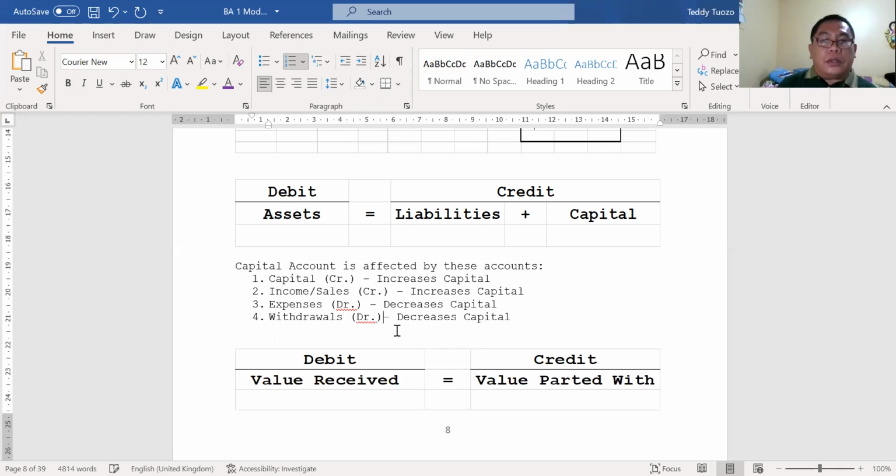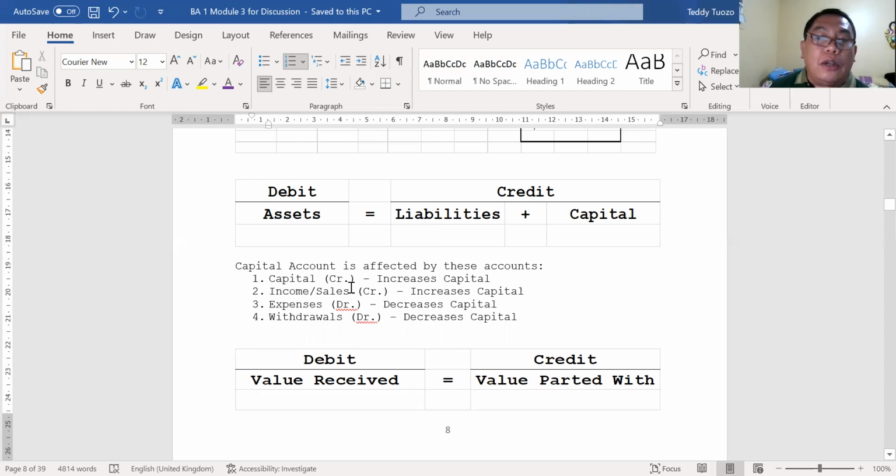Since it decreases capital, the normal balance is debit. So here, class, the account capital is now expanded, no? That when we prepare the journal entries, we need to record in the specific account. Is it a capital account? Is it an income or sales account? Is it an expense account or a withdrawal account?